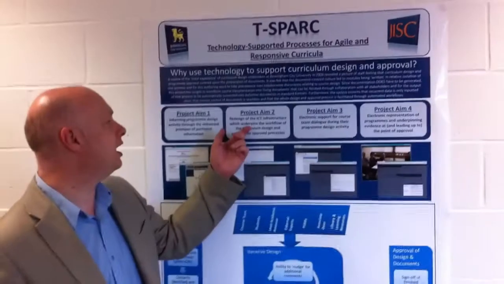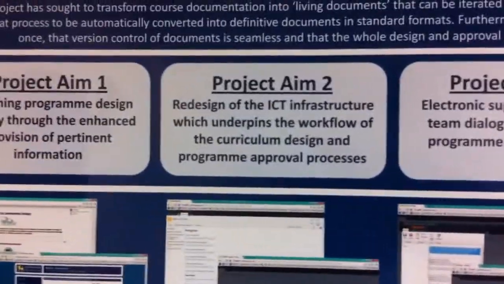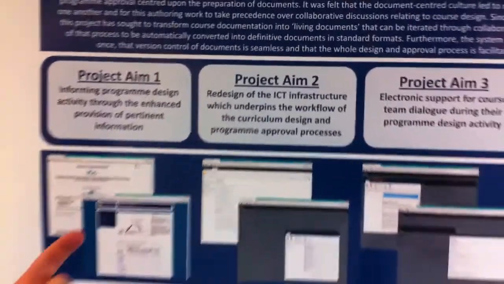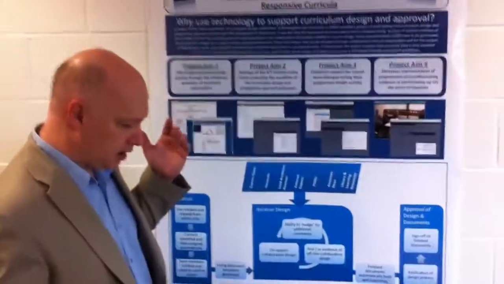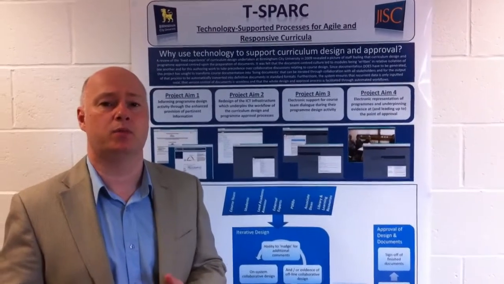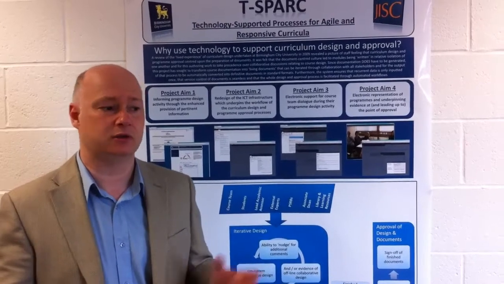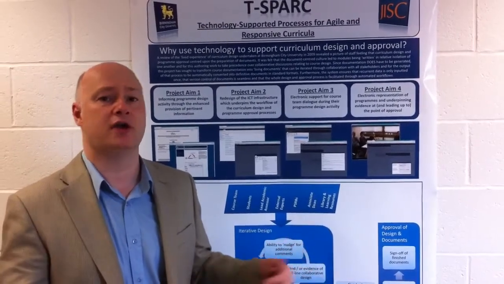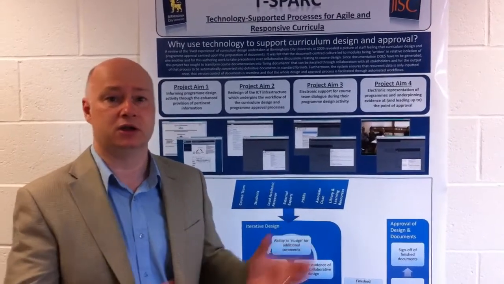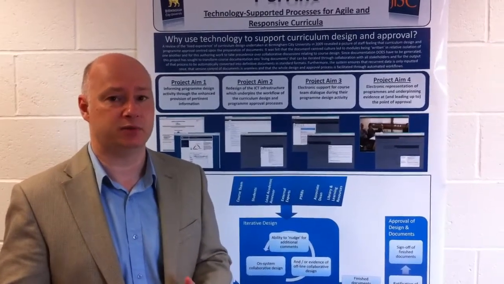If we move forwards to Project Aim 2, which says redesign of the ICT infrastructure which underpins the workflow, the curriculum design and programme approval process. What that's about really is being able to use the affordances of technology to make things a bit more efficient. People knew that there were documents that got created, and sometimes those documents sat on people's hard drives. If you ask people where's the most recent document, they wouldn't go to a university repository, they'd go to their own machine, and we had people reinventing documents and so forth.